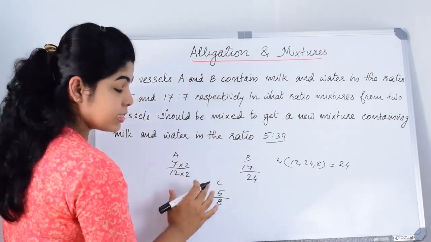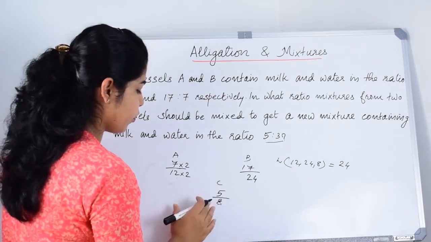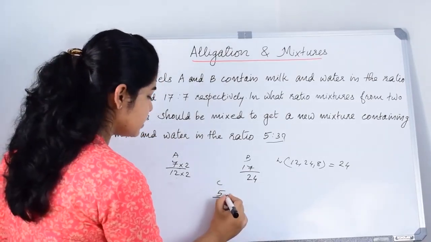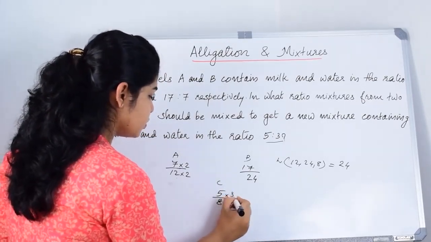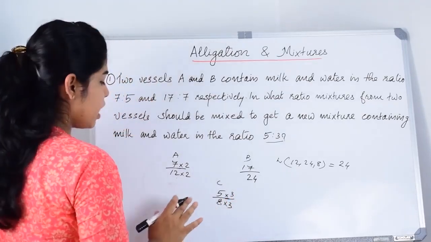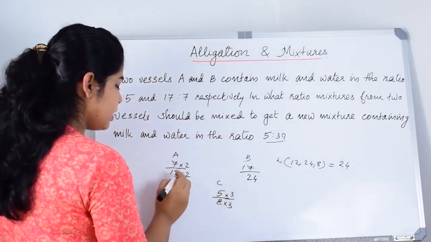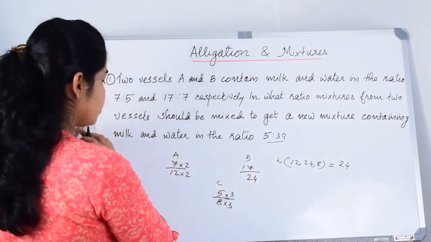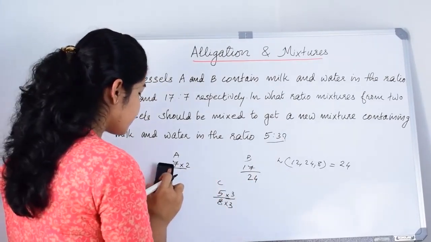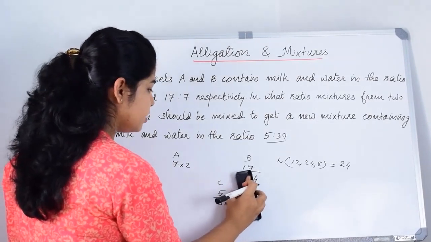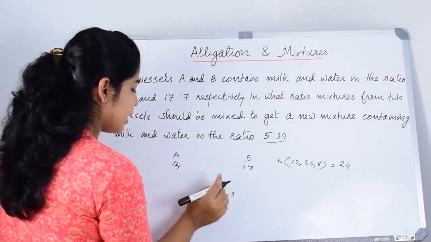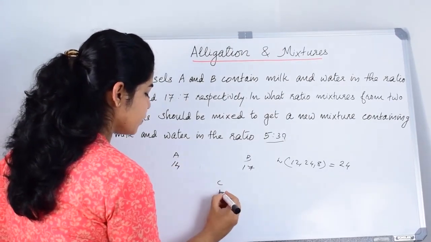Here the denominator is 8. I need to convert this to 24. So here 8 into 3 is 24. So I need to do the same operation to the numerator part. So here it will be 5 into 3. Now see, all the denominators are the same, right? Here it is 24, here it is 24 and here as well it is 24. So I can forget about the denominator part. Here it is 7 into 2, that is 14, and here it is 5 into 3, it is 15.